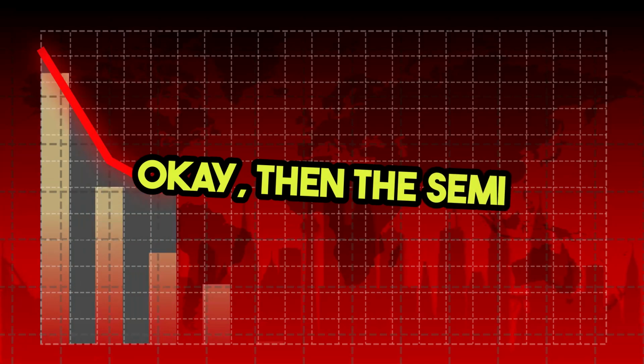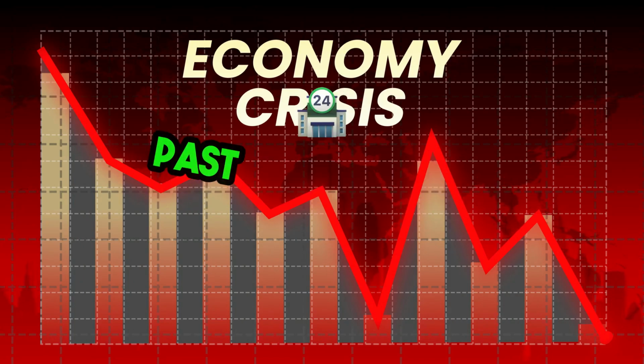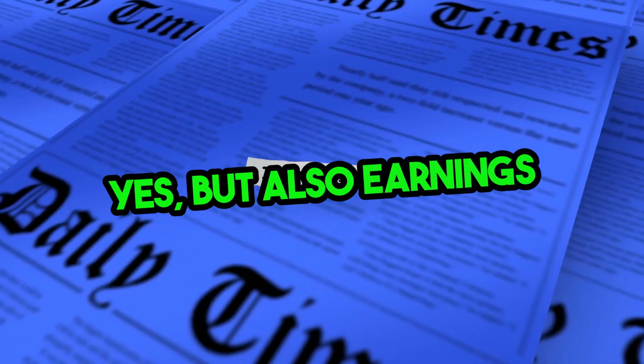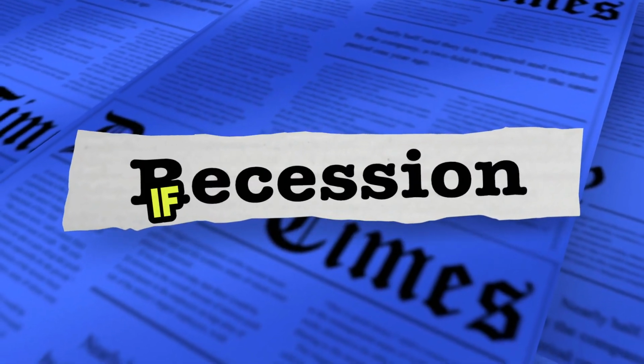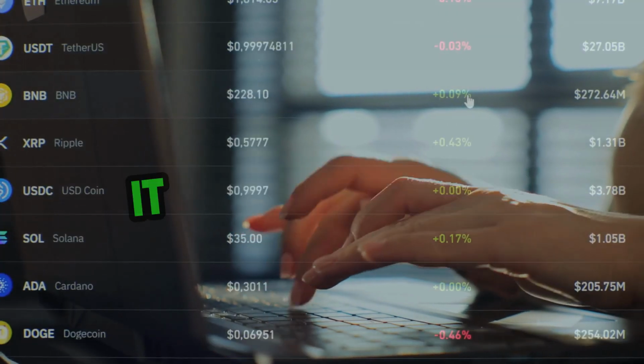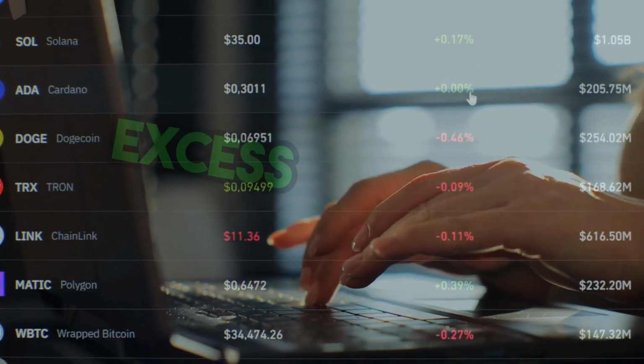Okay, then the semi-strong form goes further. Prices reflect all publicly available information. Past market data, yes, but also earnings reports, news, economic data, everything public. If this is true, then fundamental analysis is useless too, because the news is already priced in by the time you analyze it. That's the implication. It suggests both fundamental and technical analysis might have little value for generating excess returns.